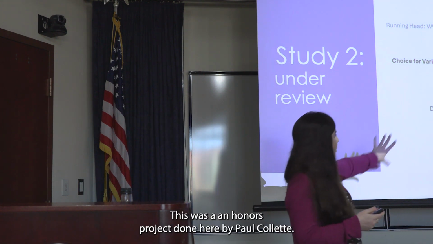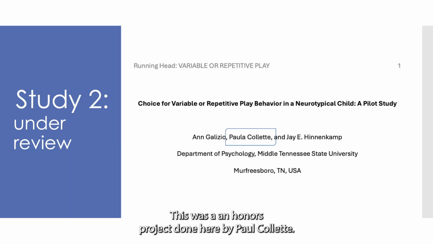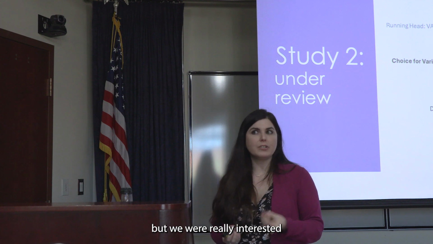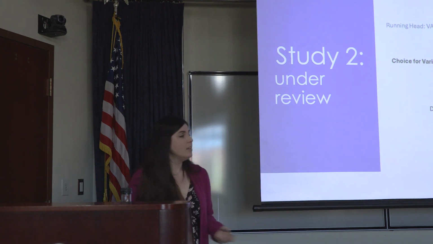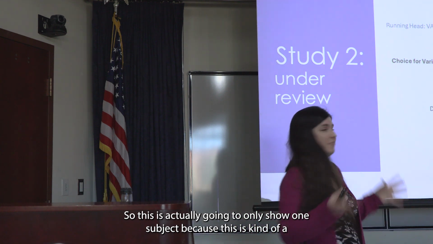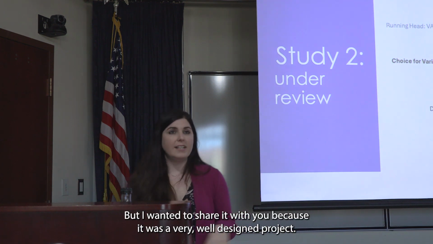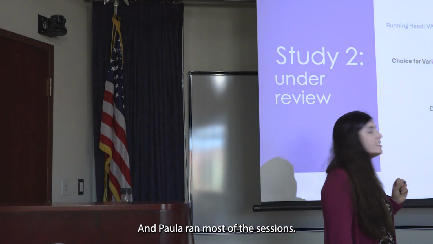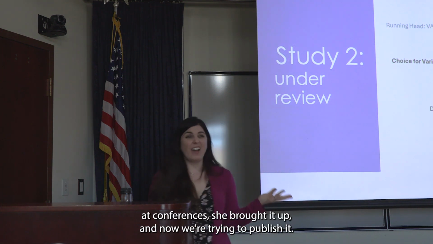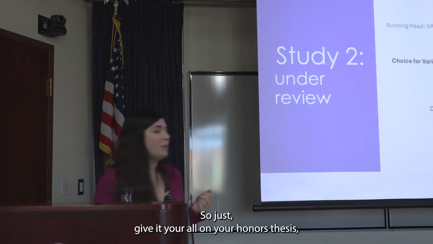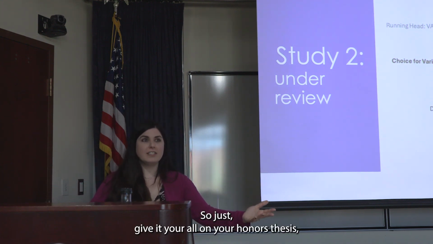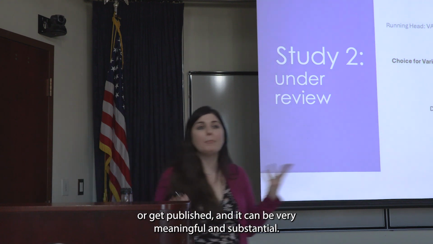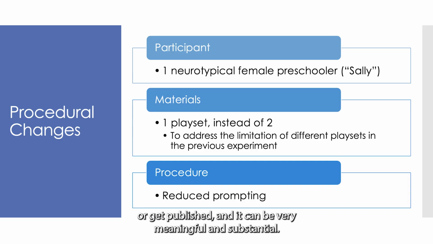This was an honors project done here by Paula Collette. She's like my superstar. She's graduated now. She's in optometry school, but she's amazing. This study was designed kind of as a follow-up, but we were really interested in what we would find with a neurotypical participant. So this is actually going to only show one subject because this is kind of just started, this area of research. But I wanted to share it with you because it was a very well-designed project, and Paula ran most of the sessions. She analyzed the data. She presented it at conferences. She wrote it up, and now we're trying to publish it. So just give it your all on your honors thesis because it might be something that you can present at conferences or get published. It can be very meaningful and substantial.